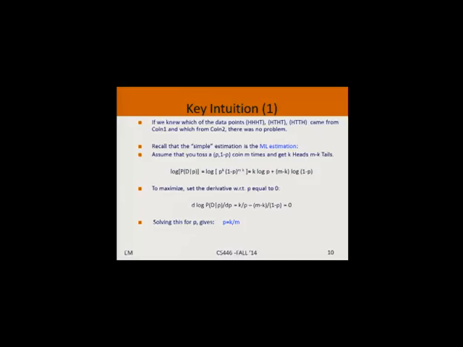So here's the key intuition that we want to develop here. If we knew which of the data points came from coin 1 and which came from coin 2, there was no problem, right? You look at this HHHT, I would tell you it came from coin 1, you have an estimate for P, right? And the same thing for each one of them. This is just a reminder: once I tell you the label, you just do the maximum likelihood estimate. We did this. It's basically K over M.